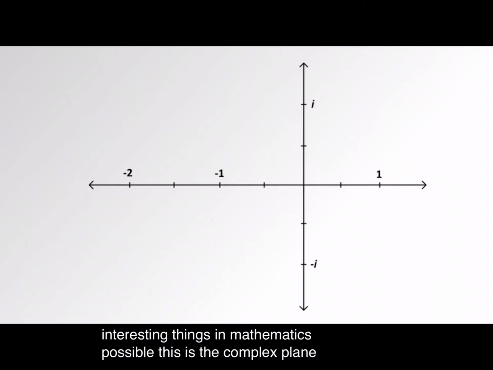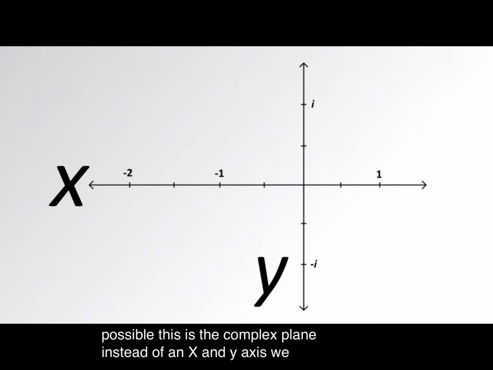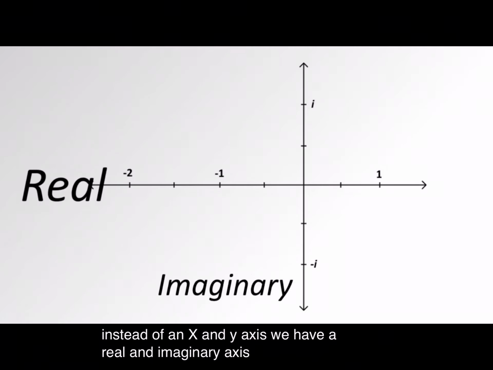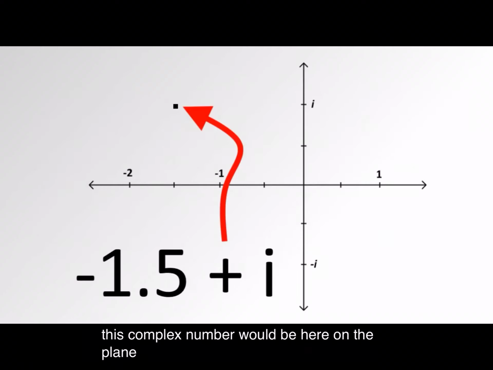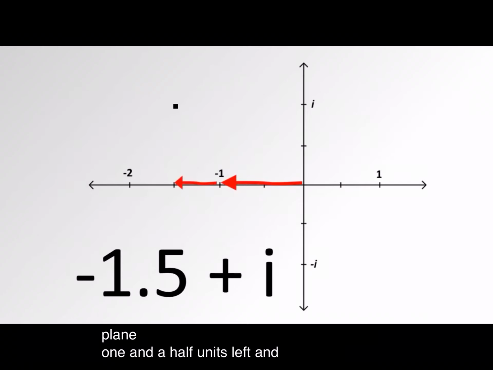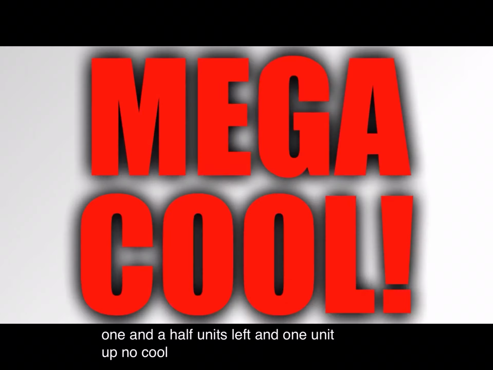This is the complex plane. Instead of an x and y axis, we have a real and imaginary axis. Cool! For example, this complex number would be here on the plane: 1.5 units left and 1 unit up. Mega cool! Oh, but it gets cooler.